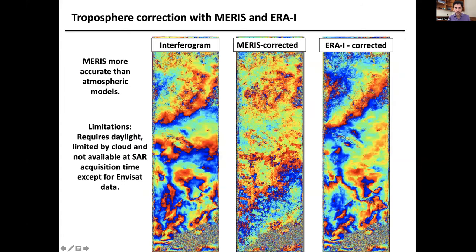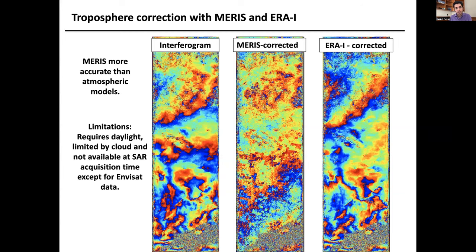Another example: the interferogram we had after correction with MERIS, almost all the tropospheric delay is gone, but with atmospheric models, we didn't get much. Basically, it was not successful in this case. So there are a couple of publications you can dig into. David has a couple as well.